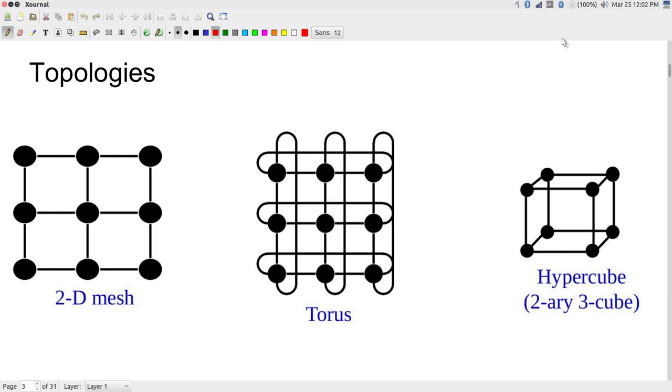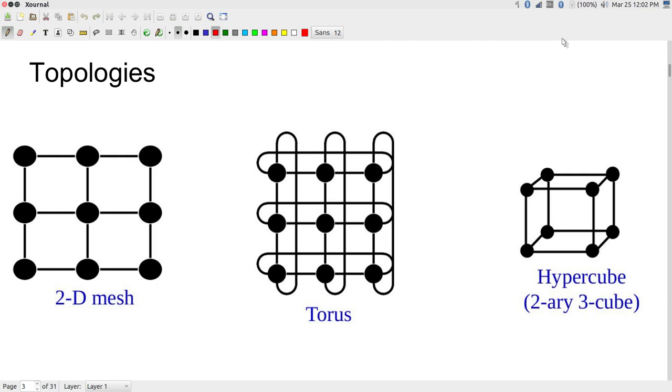So for example, over here we have a two-dimensional mesh. There are 9 nodes. In general, when I talk about nodes, a node is something that's doing some kind of computation, right? And the links are just some way by which I can get data from one node to another.